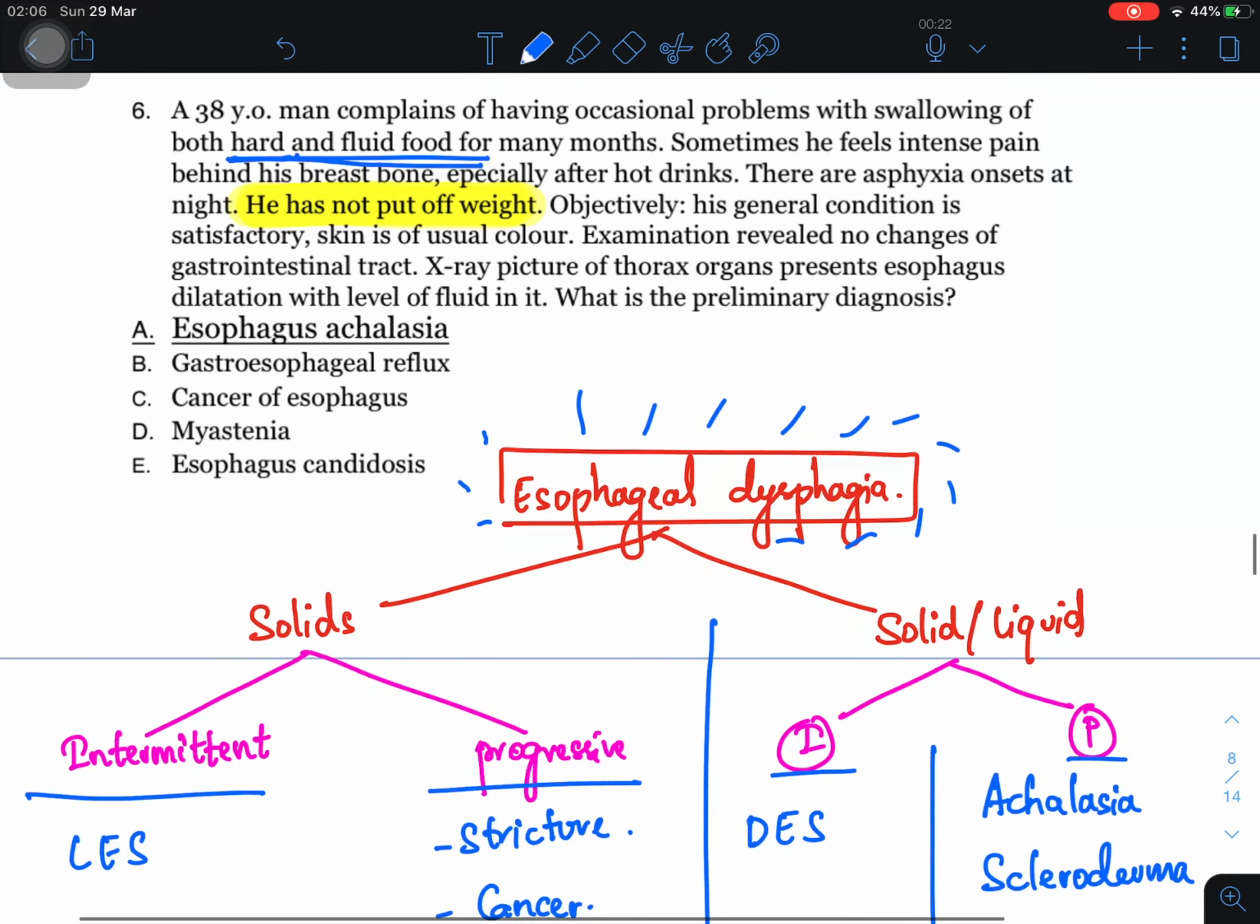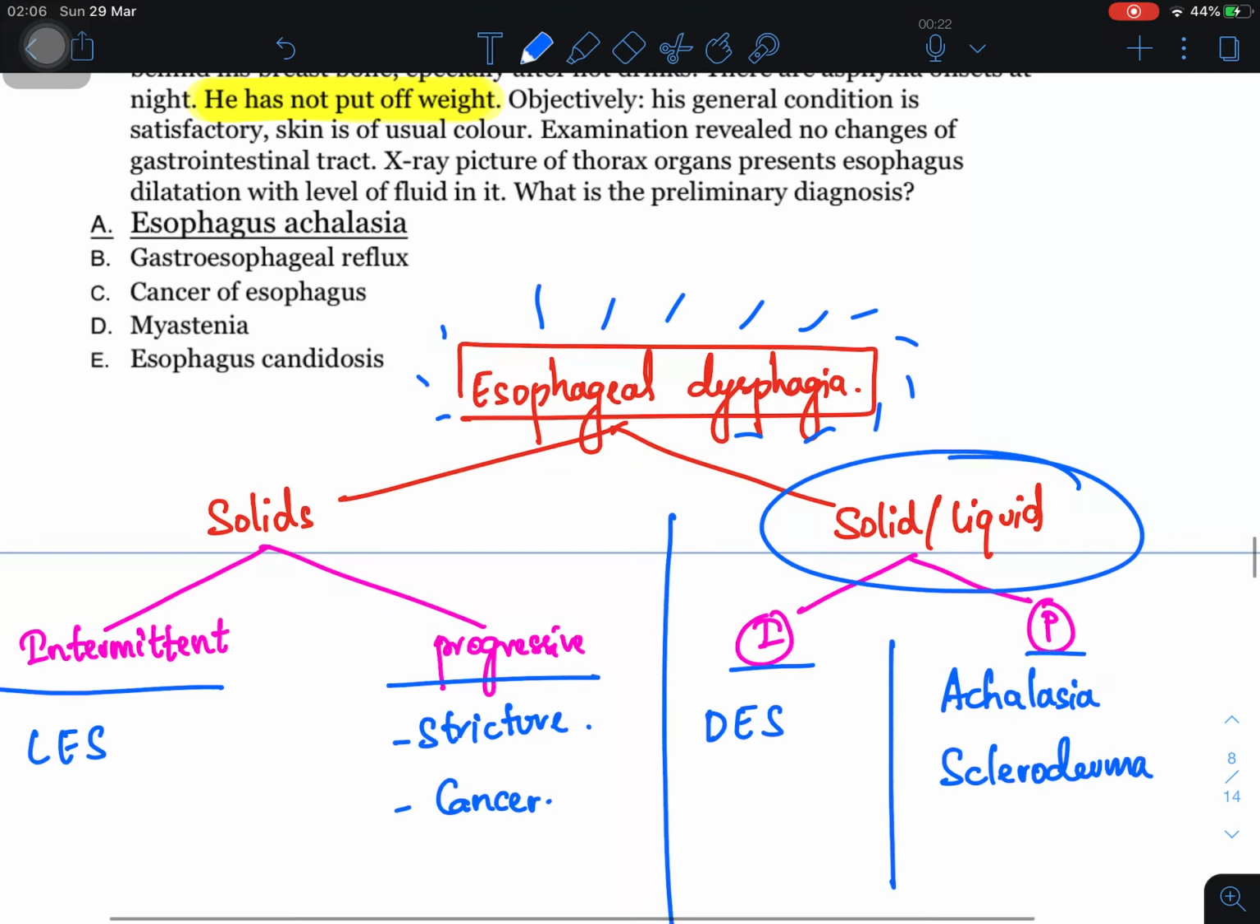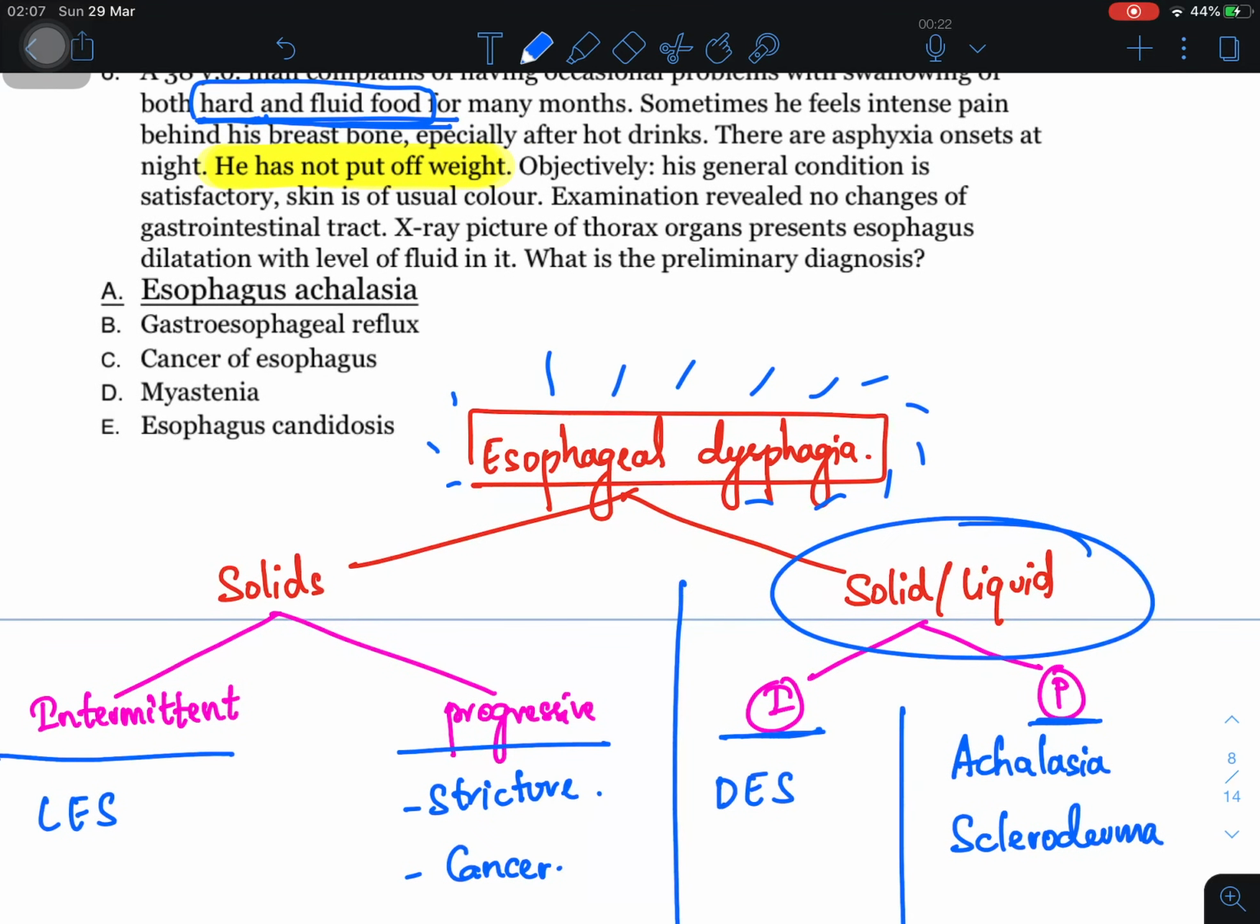Now look at this question. He can't eat hard and fluid food, solid and liquid food. It means he's talking about this condition over here. Now let us see, are the symptoms intermittent or progressive? Hard food and fluid food for many months. You see, he cannot eat hard and fluid for many months. It means the symptoms might be progressive. So in progressive, what are the two things? Achalasia, scleroderma. Now do you find scleroderma here? No. Do you find achalasia? Yes. Option A.